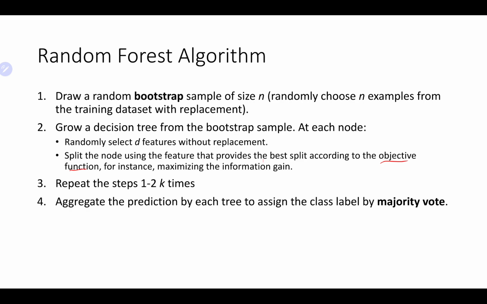And then we will repeat these steps, right? So that means we will grow k number of trees, so many trees basically. And then at the end we aggregate the prediction by each tree to assign a class label by majority vote.